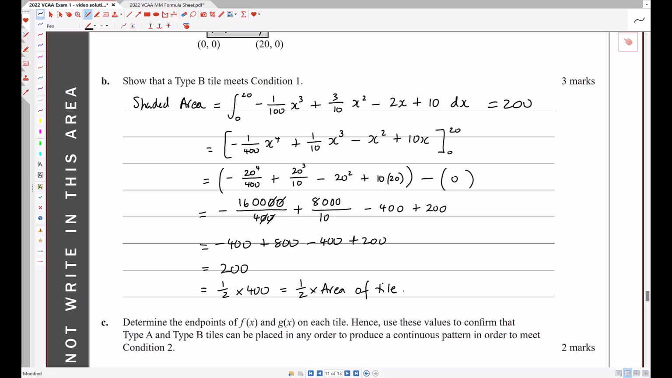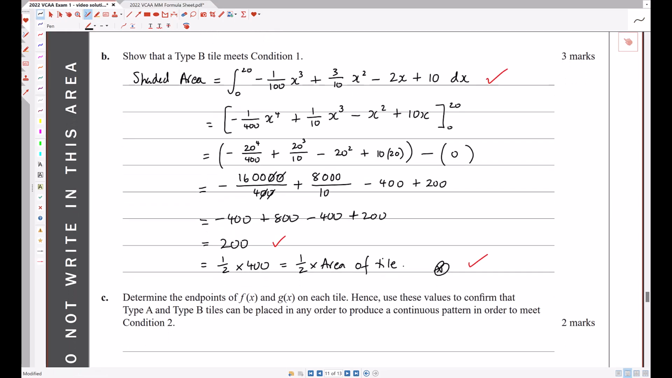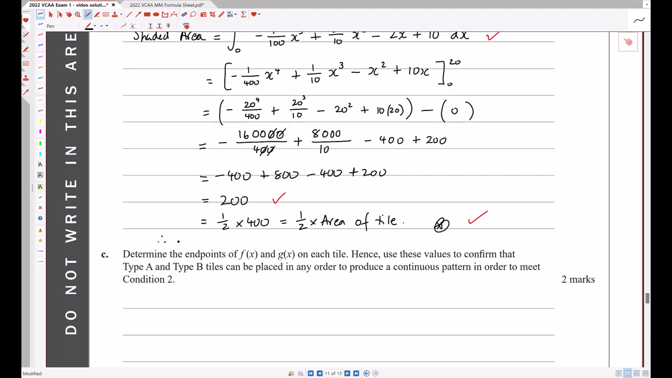Don't start by writing that it equals 200. You're showing that it equals 200. Work it out, and when it equals 200, draw a conclusion about what that tells you. But it was really important that you bring it together at the end. So I suspect mark-wise, a mark for setting up the integral, a mark for getting it to equal 200, and a mark for bringing it together in terms of what it shows, that it meets condition 1. Again, I haven't even mentioned condition 1, so I think that should be part of my answer. Show that type B tile meets condition 1, so we found that the shaded area is 200. 200 is half of 400, which is therefore half of the area of the tile, and so therefore type B meets condition 1.